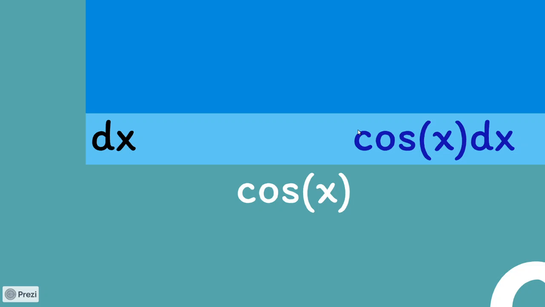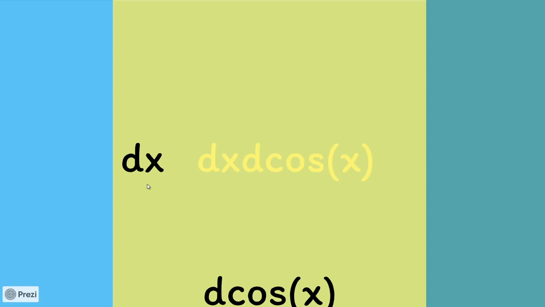Then we have this small rectangle here. I know it looks like a square again, but it is a rectangle. The horizontal expansion was d cos x, the same value here and here, and the vertical expansion was dx. So the area of this is d cos x into dx, that is dx d cos of x. Of course you could write it in any order.